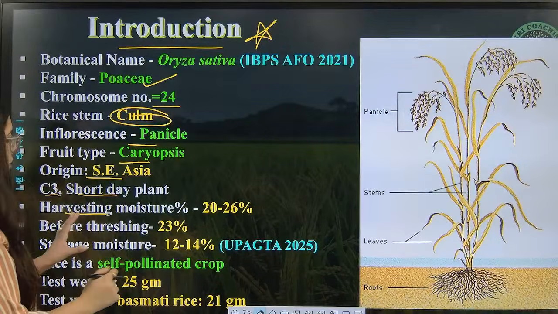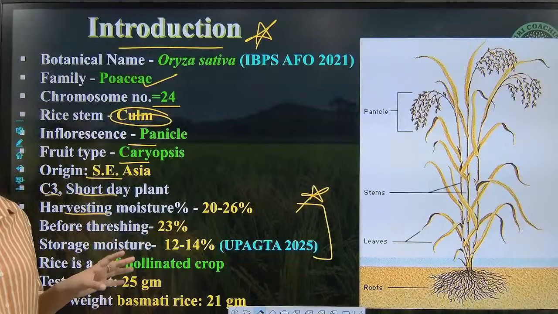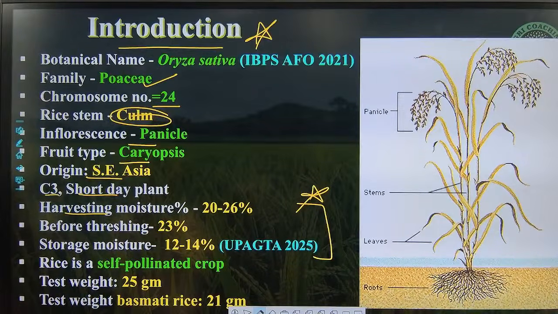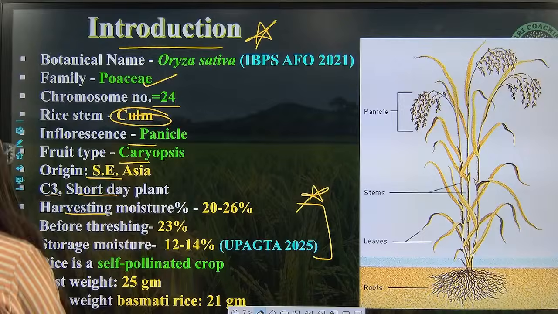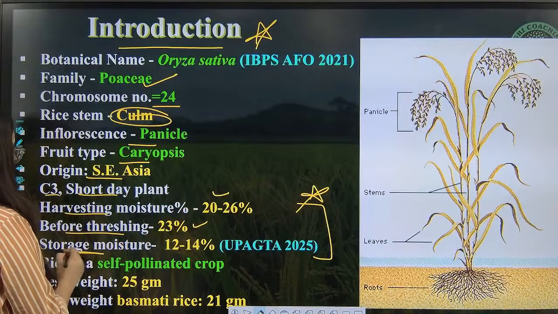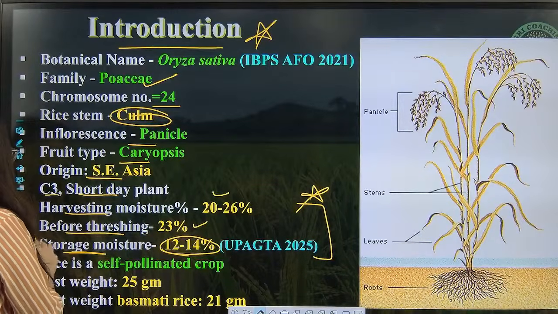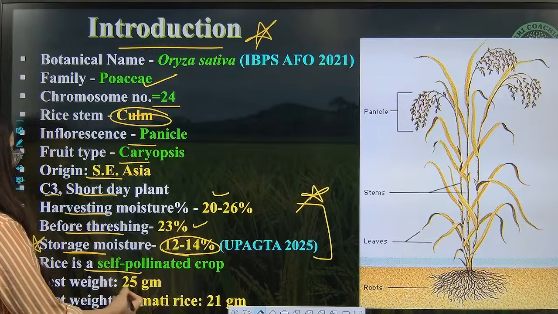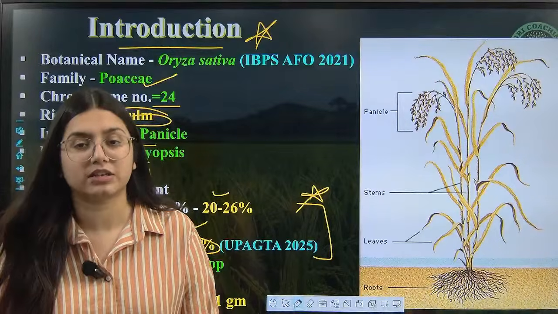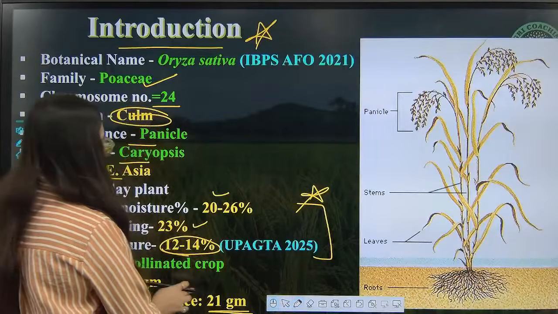At the time of harvesting, now see, this part is very important. At the time of harvesting, what should be the moisture percentage? At the time of harvesting, the moisture percentage should be around 20 to 26%. Before threshing, around 23%. At the time of storage, it should be around 12 to 14%. Very important. Rice is a self-pollinated crop. Test weight should be 25 gram. And specifically, for Basmati rice, the test weight is around 21 gram.